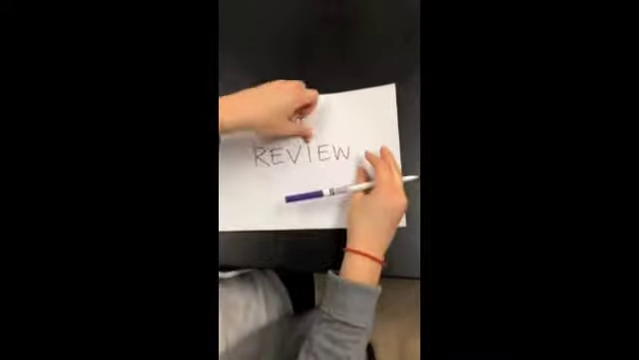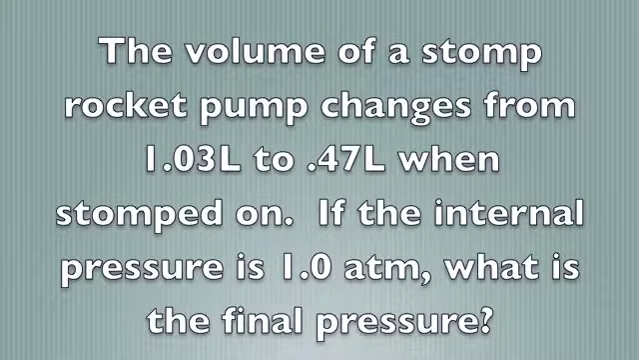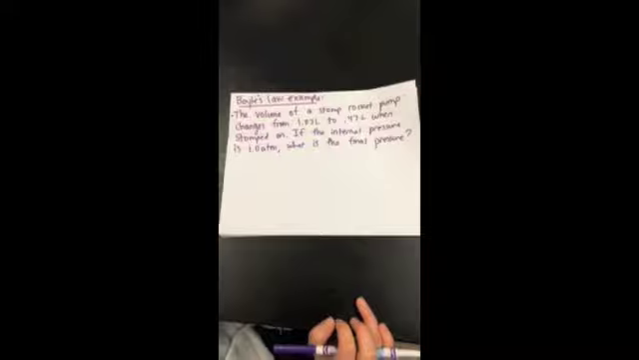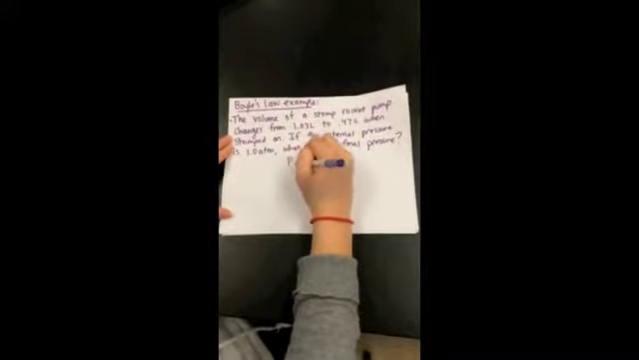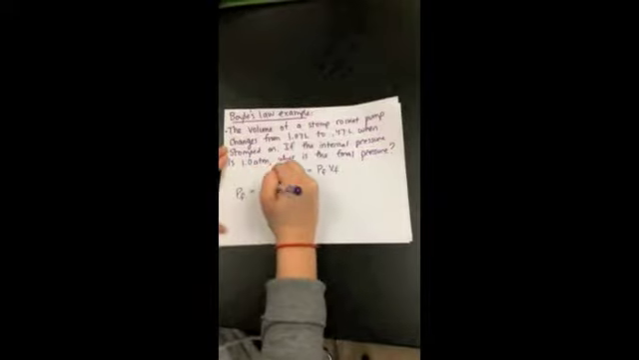Now it's time to review these laws with some example problems. The first problem has to do with Boyle's law, and it states, the volume of a stomp rocket pump changes from 1.03 liters to 0.47 liters when stomped on. If the internal pressure is 1.0 atm, what is the final pressure? In order to solve this problem, you need to use the equation initial pressure times initial volume equals final pressure times final volume. When you plug in these numbers, this is the answer you should get.